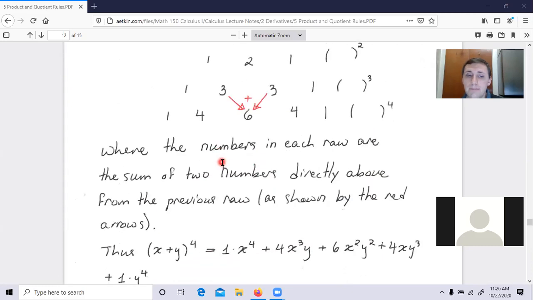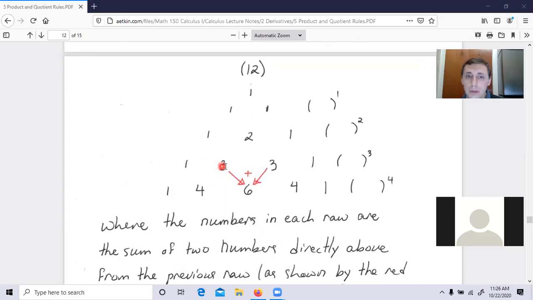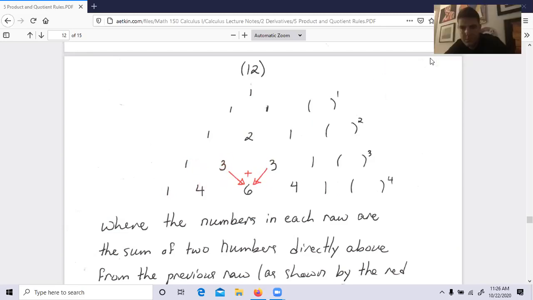So that means, and then I'll show you with x to the 4. The next layer, you put 1 here, and then between those two numbers you add them up, you have 4. Between those two numbers you add them up, you get 6. Between those two numbers you add them up, you get 4, and then you put 1. Do you see how it works? You always just expand the base of the pyramid, and the next number is between the two numbers directly above it.